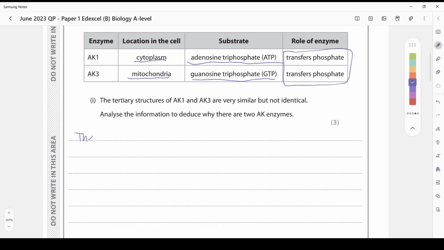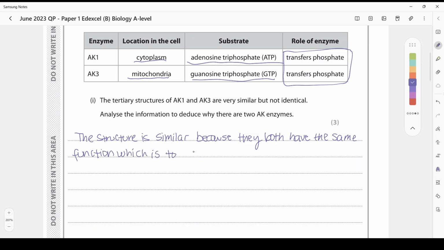So the structure is similar because they both have the same function, which is to transfer phosphate.